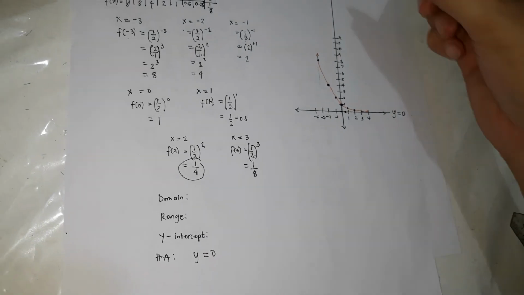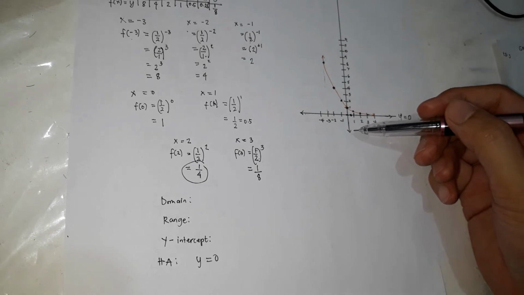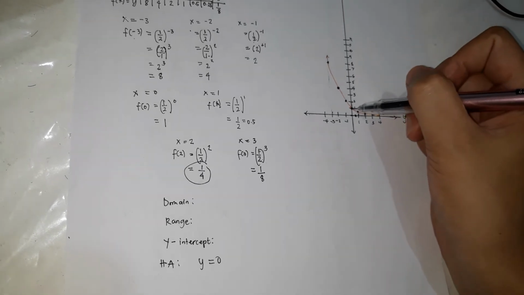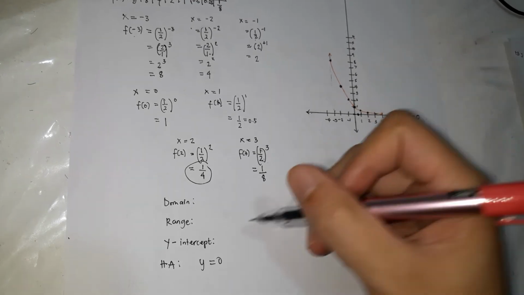The y-intercept is where the graph passes through the y-axis. Here is the y-axis, and the graph passes through here. So the y-intercept is 1, or y is equal to 1.